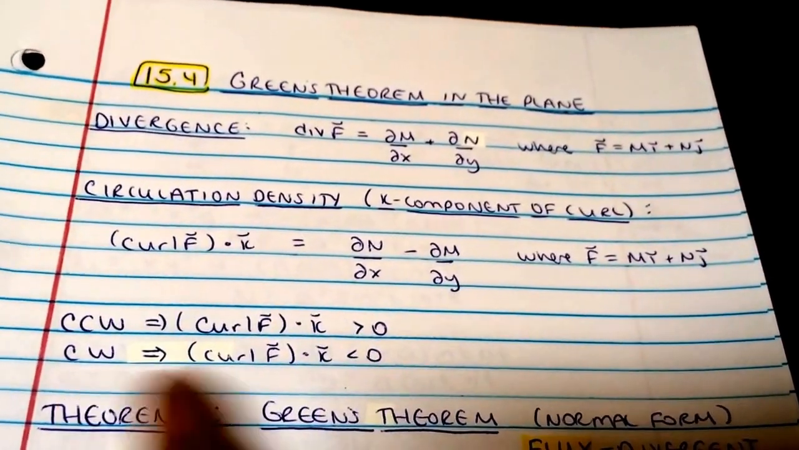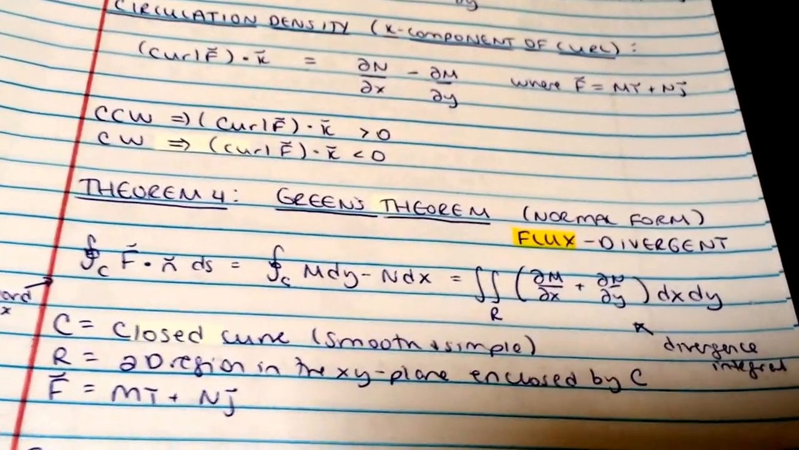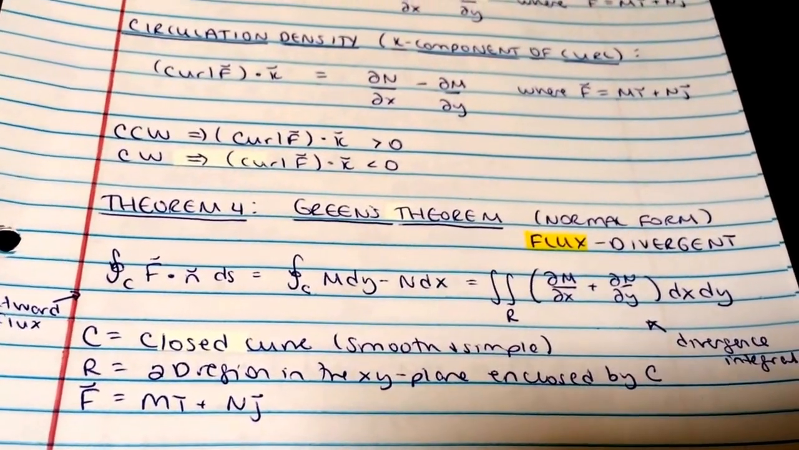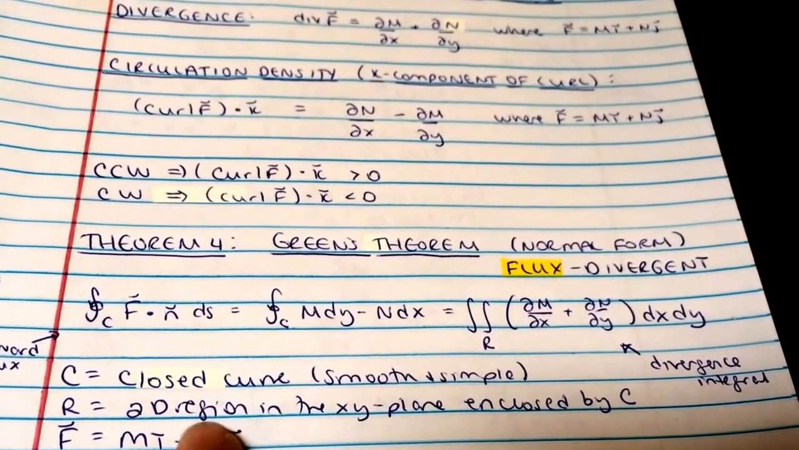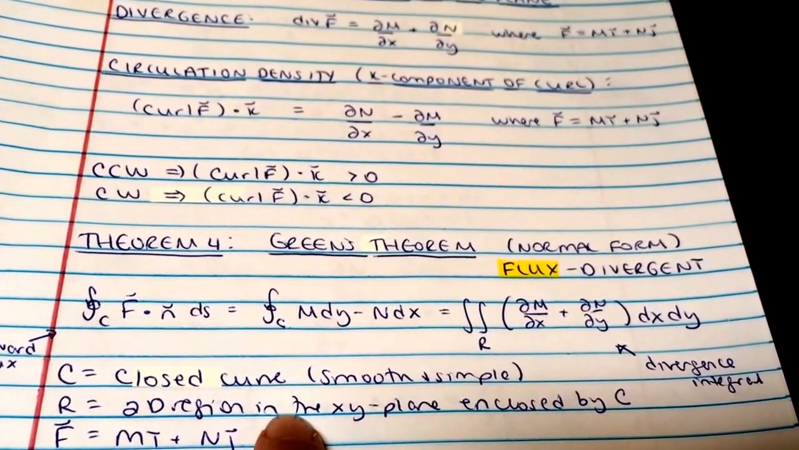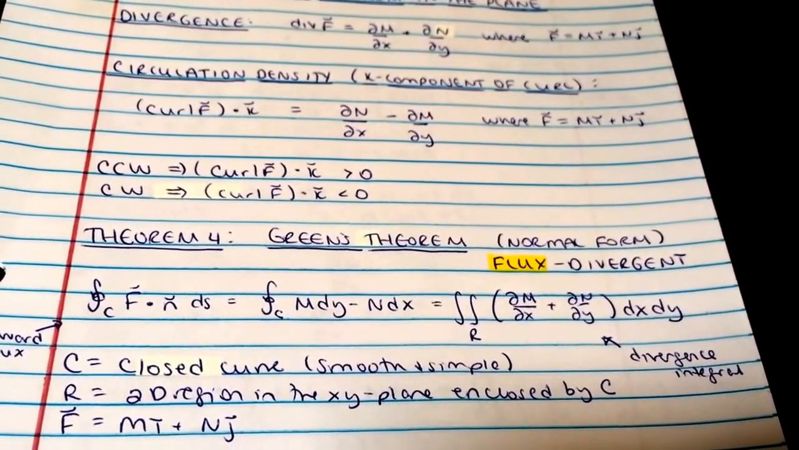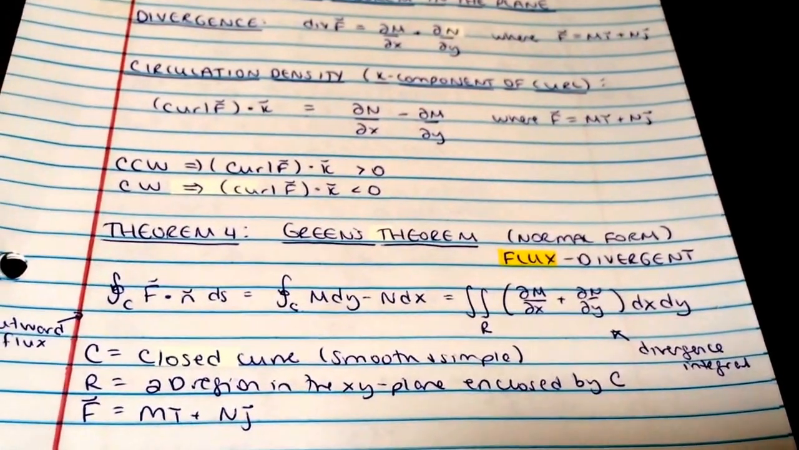Counterclockwise is positive. Clockwise is negative. All right, and then this is the one for flux. So C is the closed curve. R is the 2-dimensional region that's enclosed by C. So you've got C on the outside, the region on the inside. Here's the F.